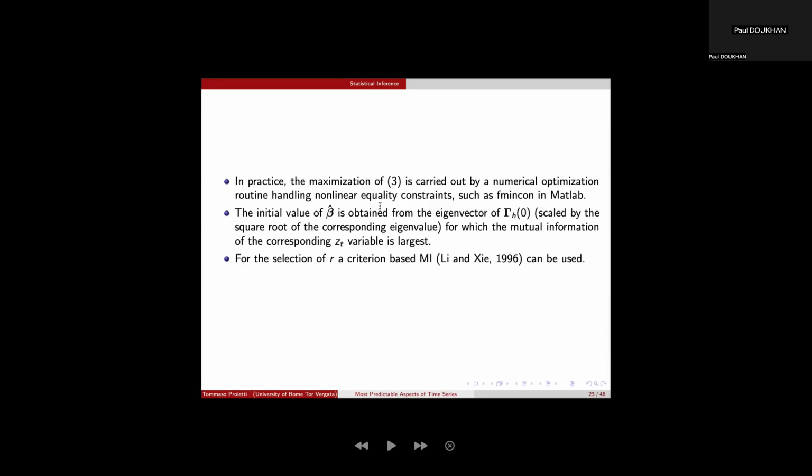Typically, the maximization is carried out using a numerical optimization routine in MATLAB, for instance, and the initial value of beta hat, for the estimator of beta, can be taken from an eigenvector of this matrix. It's very efficient to use one eigenvector. You look for the eigenvector so that the mutual information is a maximum, and then you start from there. Optimization is usually very fast.